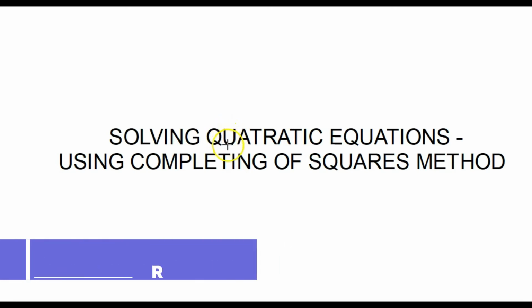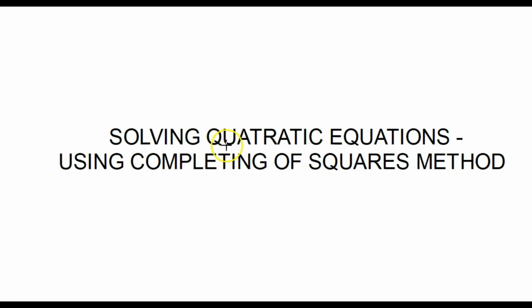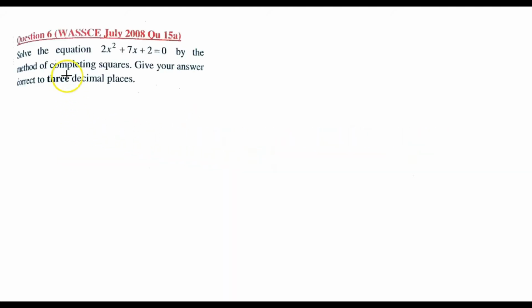In today's lesson, we are going to learn how to solve quadratic equations using the completing of squares method. Our first example is: solve the equation 2x squared plus 7x plus 2 equal to 0 by method of completing squares. And we must leave our answer to 3 decimal places.